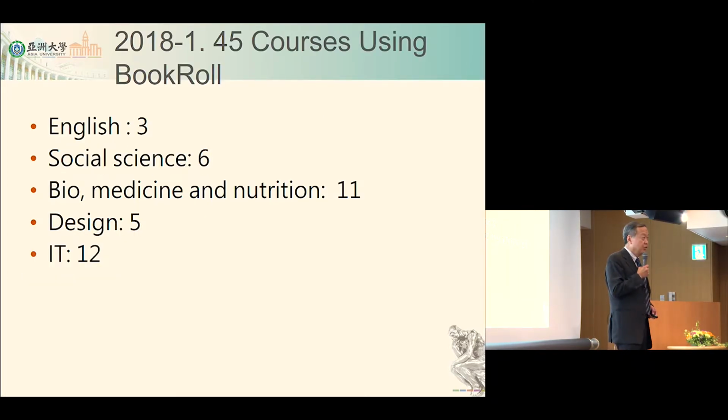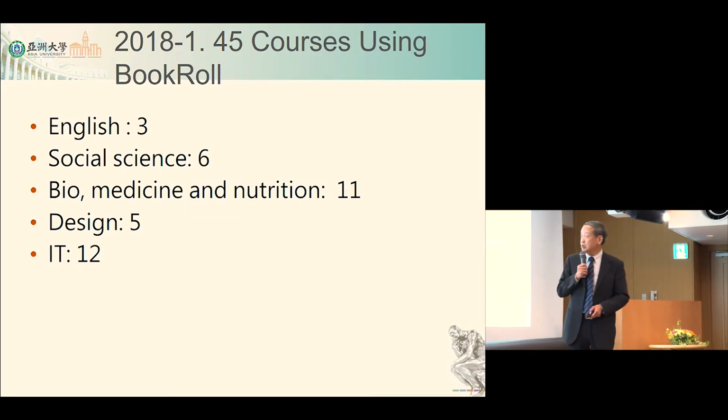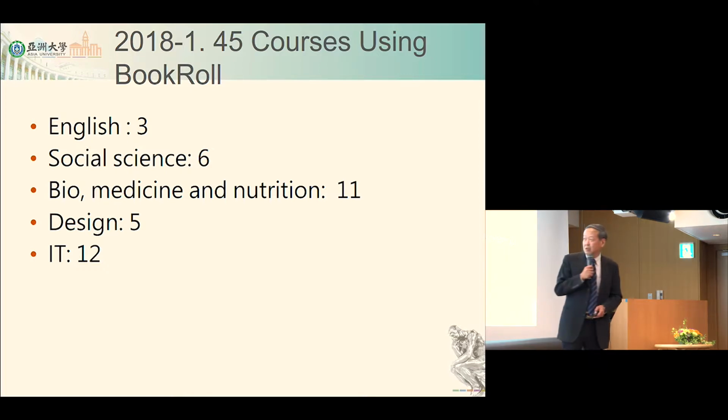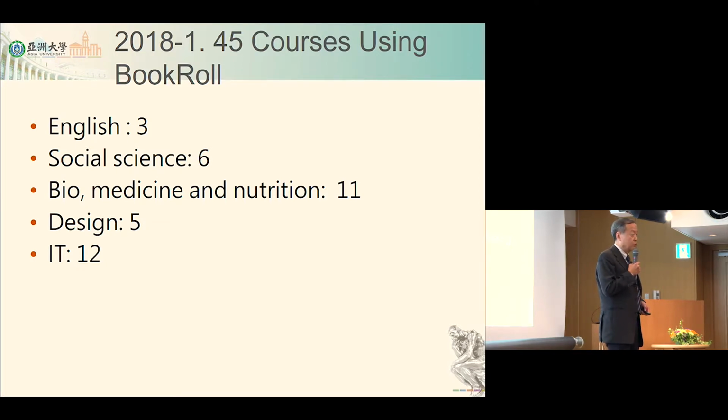Now let's take a look at the distribution. Among the 45 courses using BookRoll, 3 of them are English related, 6 of them are social science courses, 11 of them are bio, medicine, and nutrition related courses, and 5 of them are design courses. The majority is information technology. There are 12 courses related to information technology.